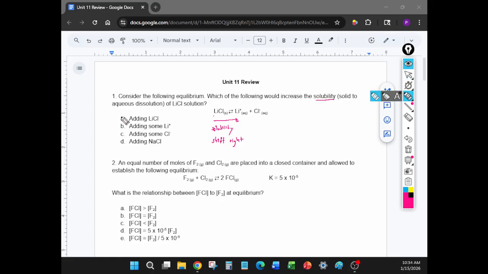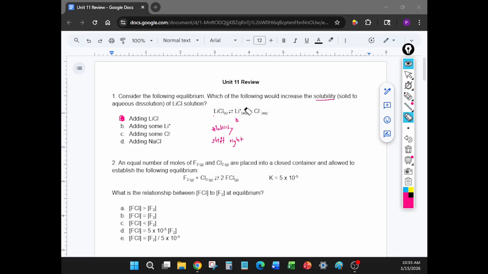It's pretty simple. And it's because if you add LiCl, you are adding reactant, right? And remember Le Chatelier's principle? If you add reactant, it's going to shift it the other way towards the product. And going forward is where you dissolve, so that increases solubility. Okay, let's talk about why B, C, and D don't work though. So let's look at B.